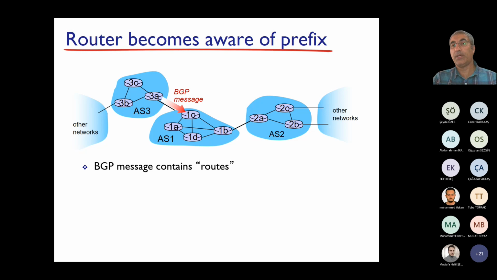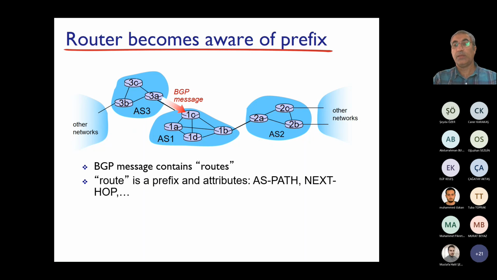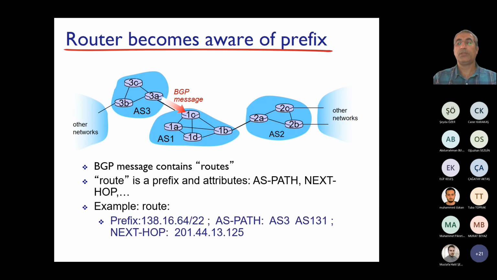So the router becomes aware of the prefix, the first step. The BGP message contains the routes. So what was the route? It was equal to the prefix plus the attributes, as you guys remember. And the attributes are the AS path and next hop. Just to give an example, what's the route?